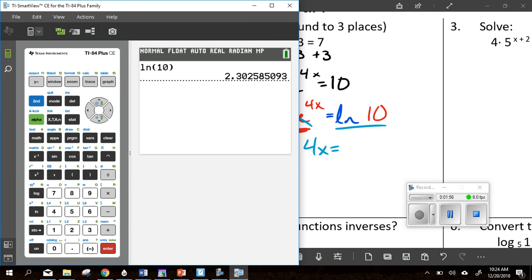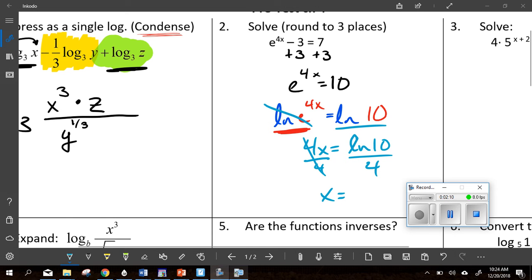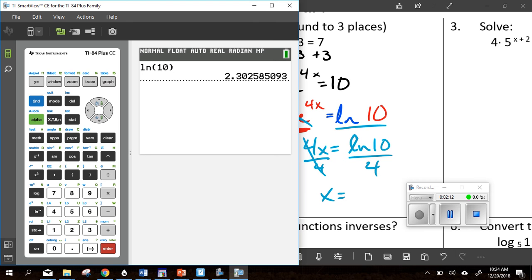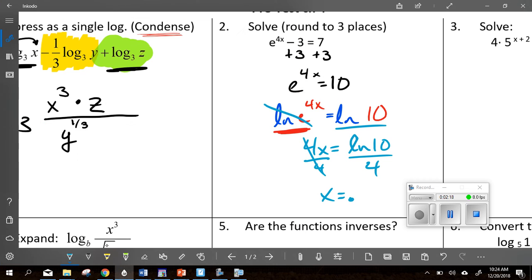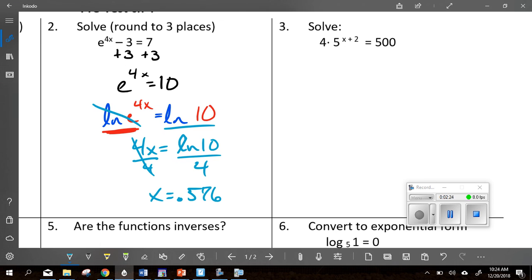That's some decimal, which is great, but that is not going to be my answer because that thing right there is equal to 4x. So if I want to get x by itself, I'm going to divide both sides by 4. So x is equal to the natural log of 10, close my parentheses, divided by 4. There's my answer, 0.576. That's solving that exponential. Next one, similar idea.